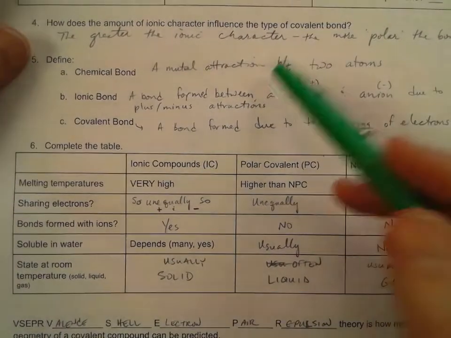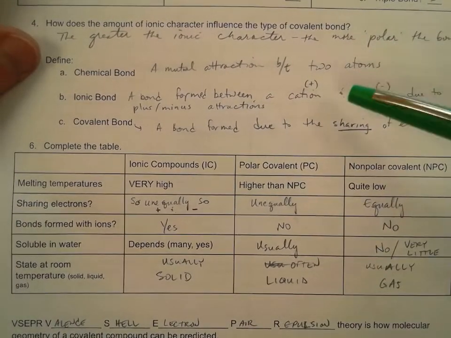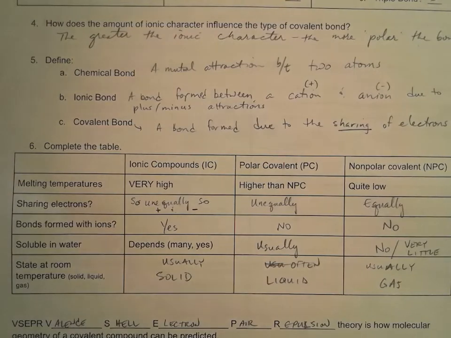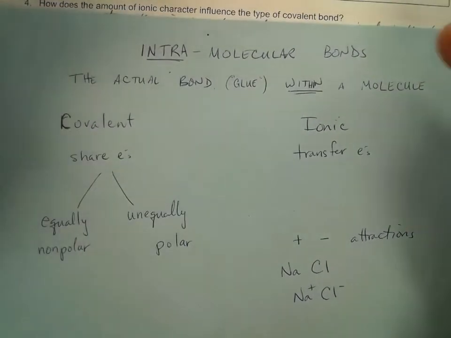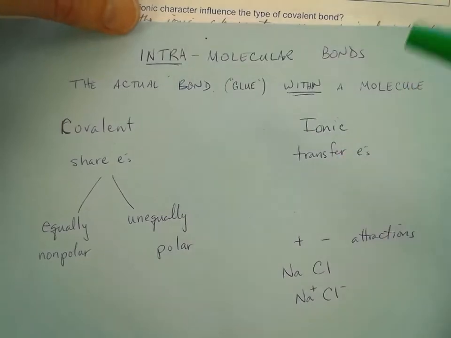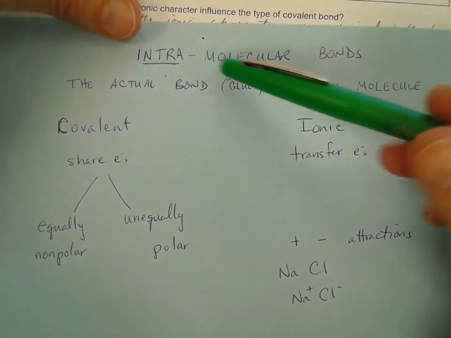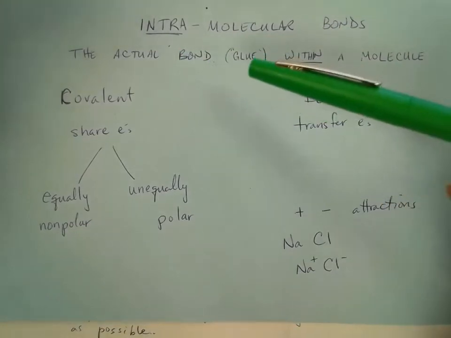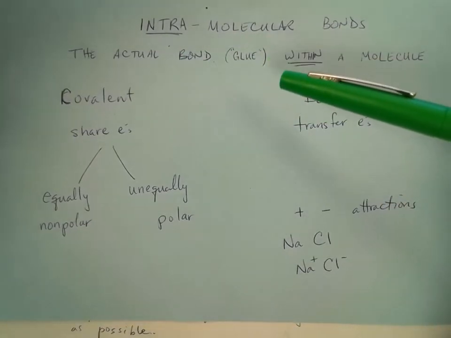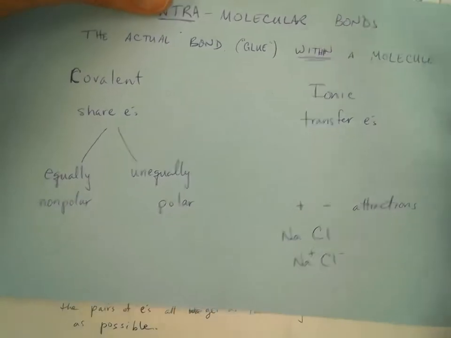Now it says define what a chemical bond is. Well, a chemical bond is just a mutual attraction between 2 atoms. I haven't stressed some things, but let me just put this here. When we say a chemical bond, what we mean is an intramolecular bond, meaning it's a bond that's within a molecule. It's the glue that holds the atoms together within the molecule.